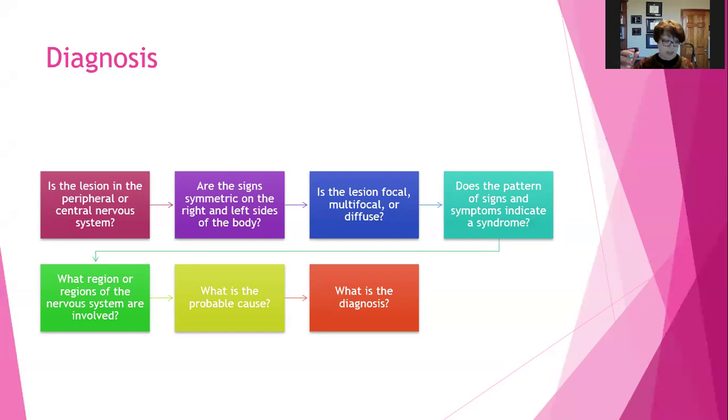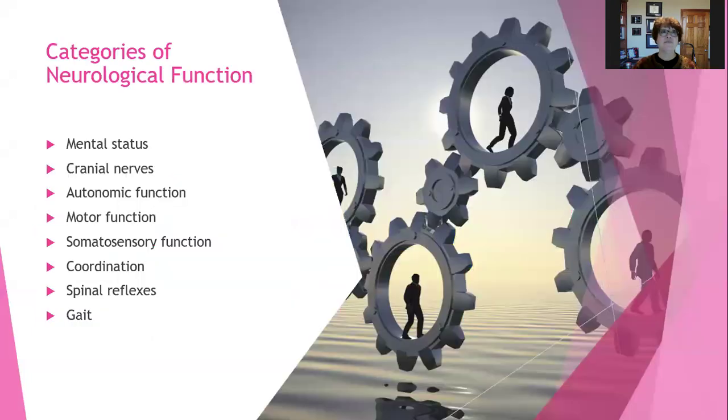Sometimes they might propose something. There are a lot of neurological disorders where there's not a specific test or imaging that can show that you definitively have that, and so you have to go on with what information you have. The categories of neurological function include mental status, cranial nerves, autonomic function, motor function, somatosensory function, coordination, spinal reflexes, and gait. The comprehensive neurological examination includes all of those things. All of these are examined in order to determine the best course of care for the patient.